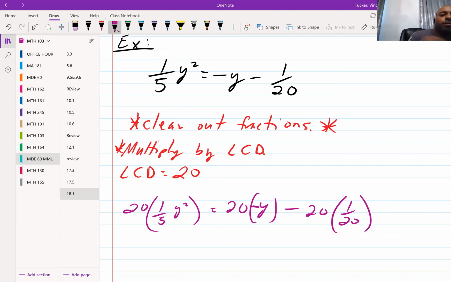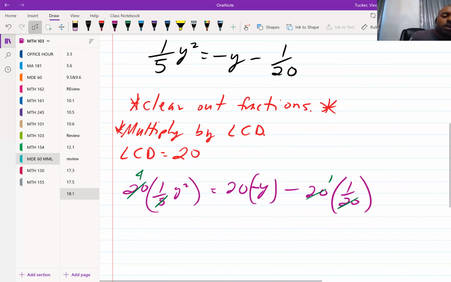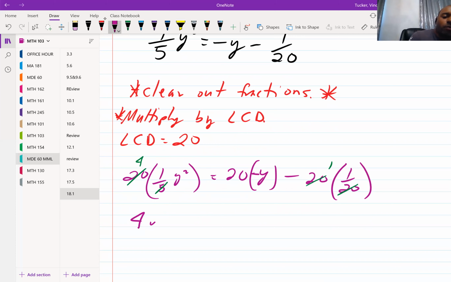All right. So 5 goes into 20, leaves you with 4. 20 cancels out completely, leaves you with just 1. And now we have 4y squared equal to negative 20y minus 1. All right, any problems?